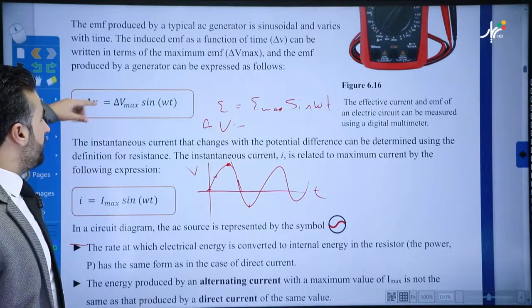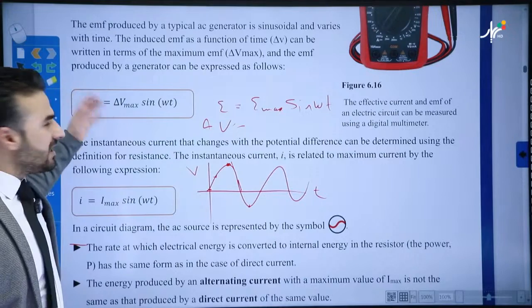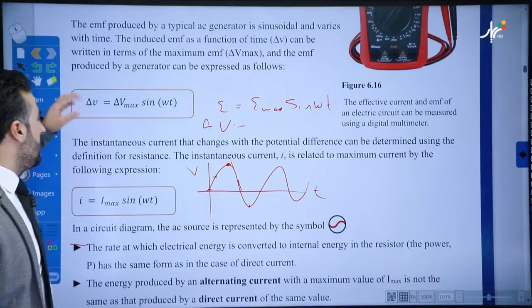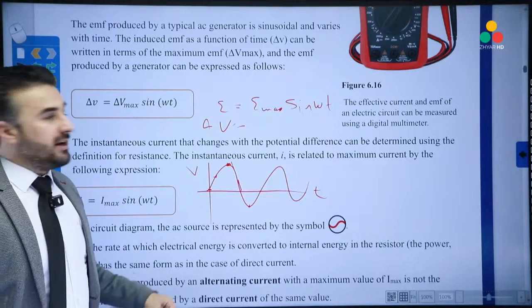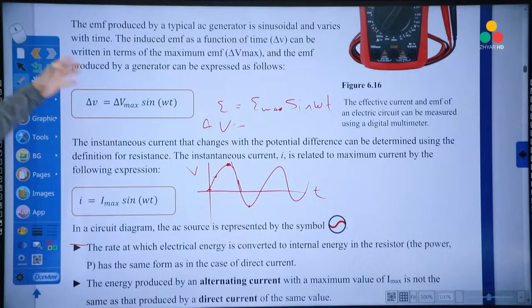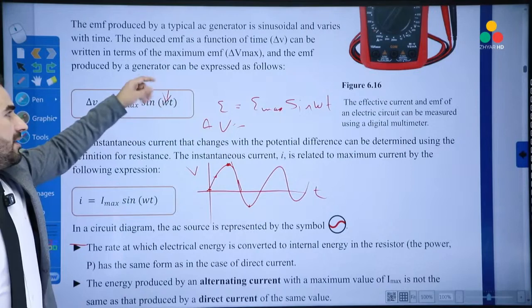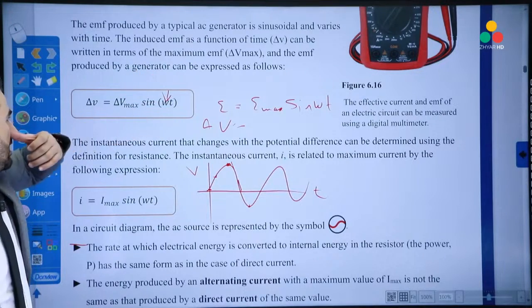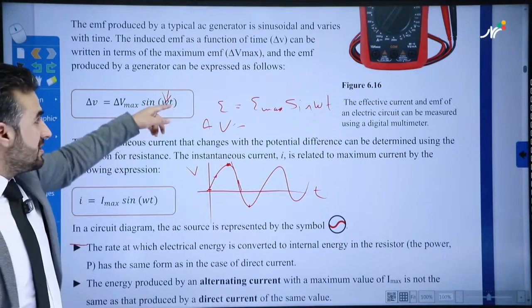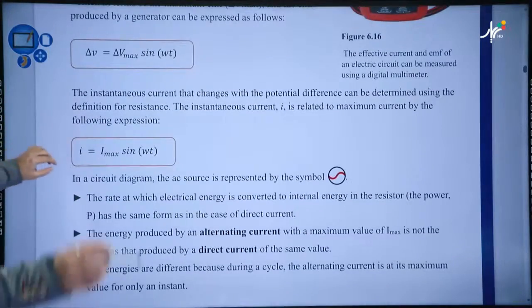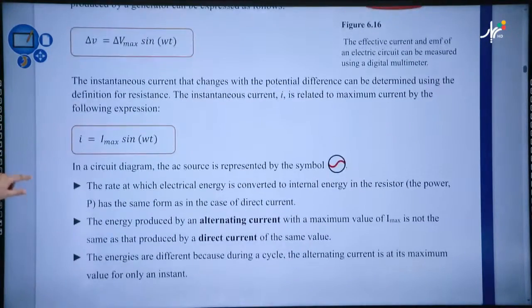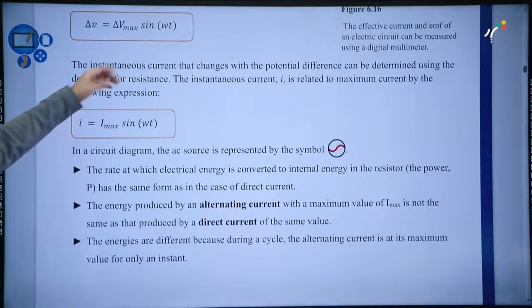So the instantaneous voltage, that would be the voltage at any second, at any moment, at any instant, equals the maximum voltage or electromotive force times sine omega t. Now omega is the angular speed of the rotation, sometimes also called the angular frequency, and t is the time. So sine is a function of these two, instead of the angle theta, by the way.